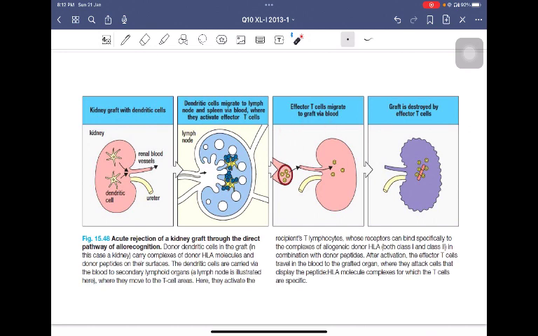Now, effector T cells migrate to the graft via the blood. These effector T cells now come to the graft, and then the graft is destroyed by effector T cells because these T cells recognize the MHC molecules as alloantigens or non-self. So the effector T cells destroy these non-self MHC molecules, and the graft is actually destroyed. So this is the pathway of allorecognition or graft rejection.